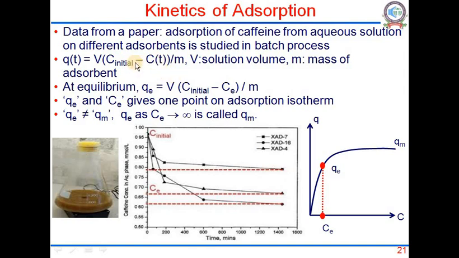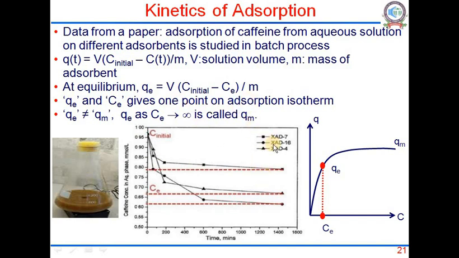If we allow the equilibrium to take place, then the amount adsorbed would be the volume of the solution multiplied by the initial concentration minus the equilibrium concentration, that is at very long time, divided by the mass of the material. So from this experiment we see how the concentration changes from the initial value to the value at which equilibrium is established, and we can calculate the equilibrium value from here. So the QE versus CE data that we get from one such curve is actually one point on the adsorption isotherm.